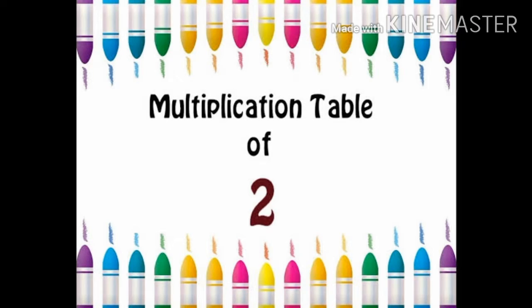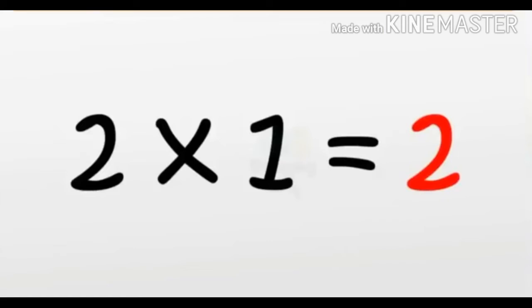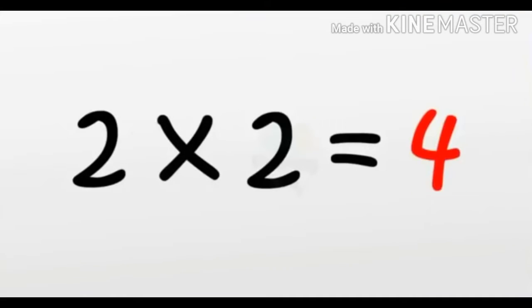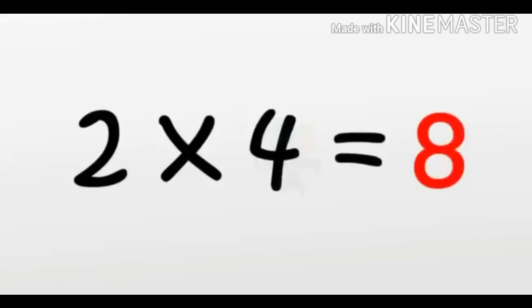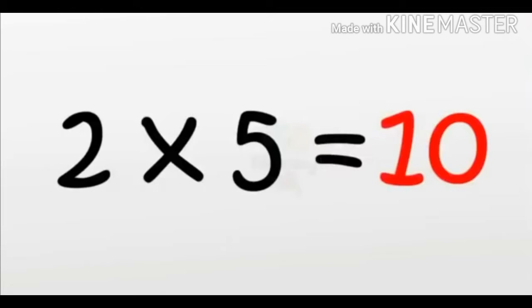Today we are going to learn 2 times table. So let's start. 2 ones are 2, 2 twos are 4, 2 threes are 6, 2 fours are 8, 2 fives are 10.